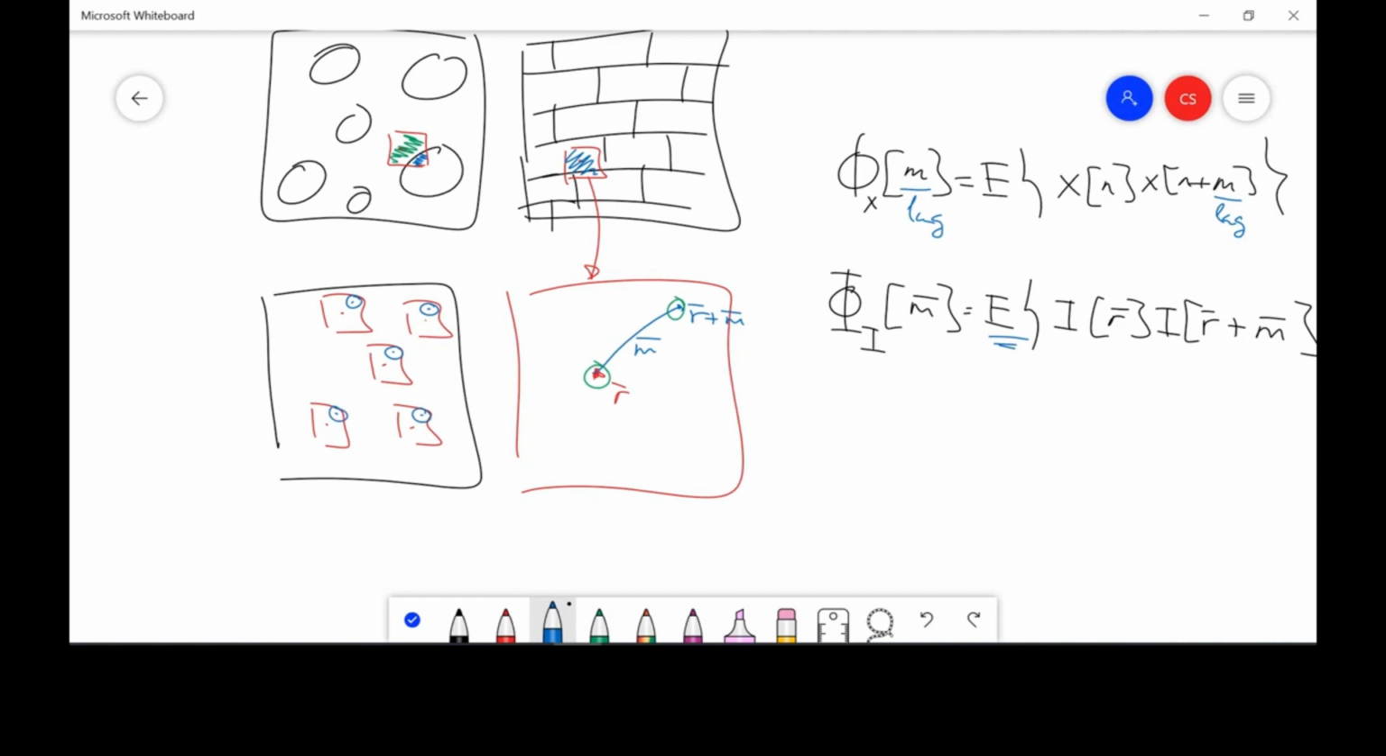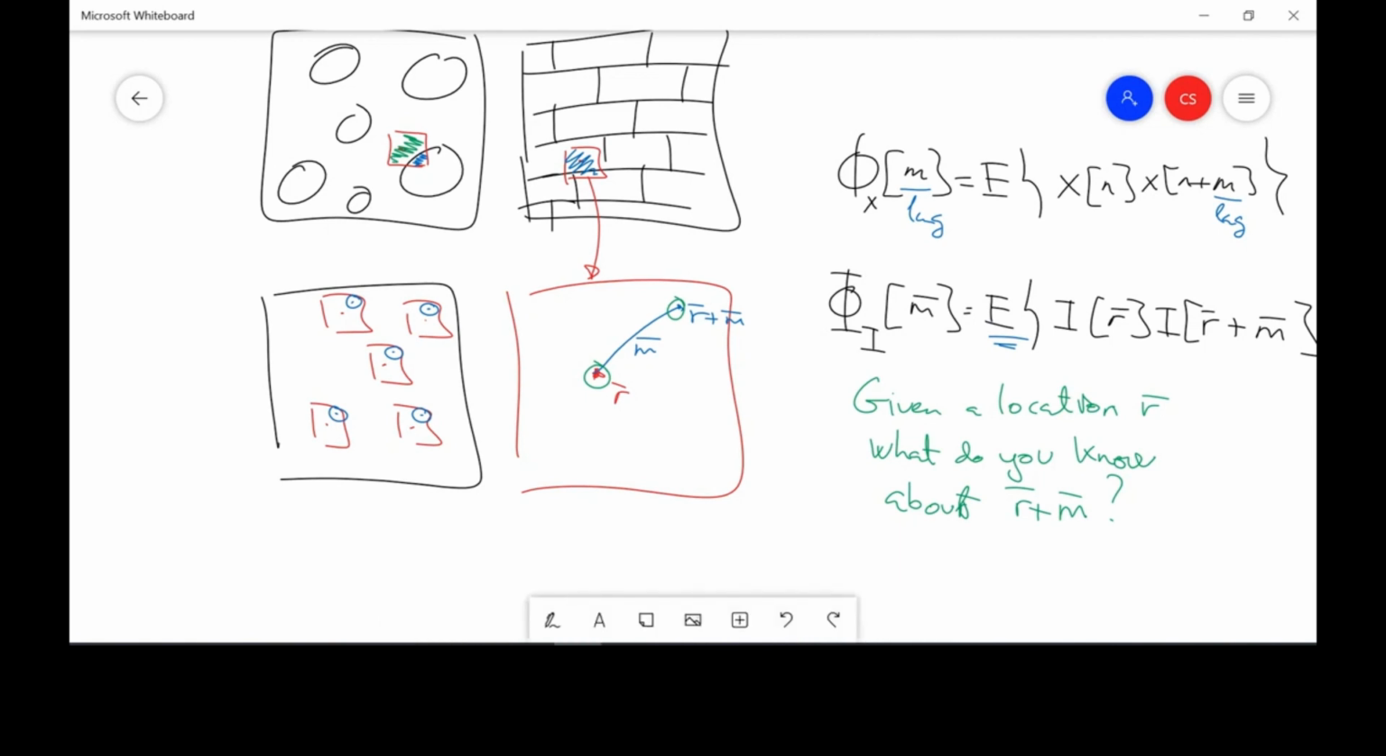So the interpretation of that is, okay, given a location R, what do you know about R plus M? That is the meaning of the correlation. This is the expected value of R plus M, given that you know R.